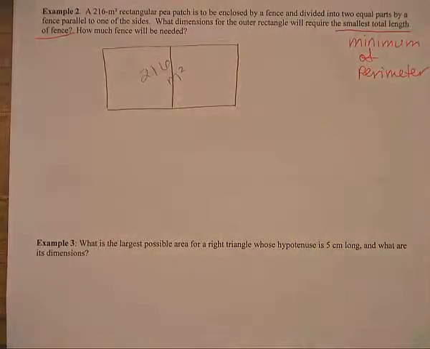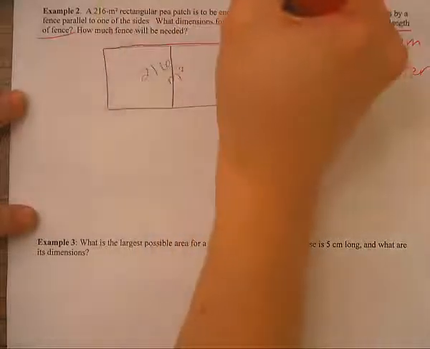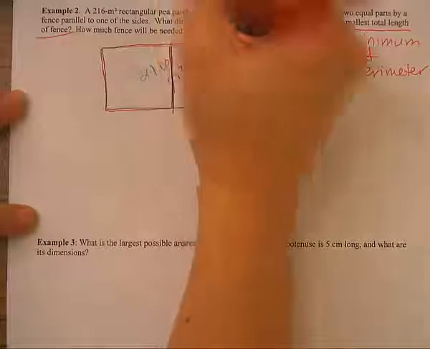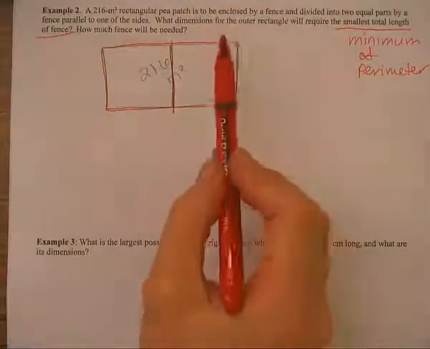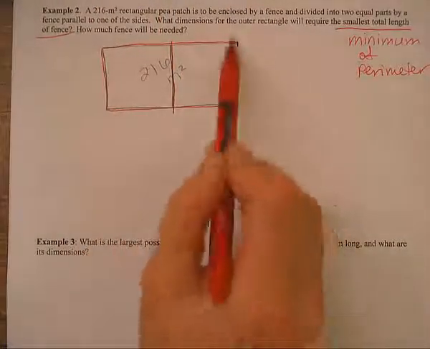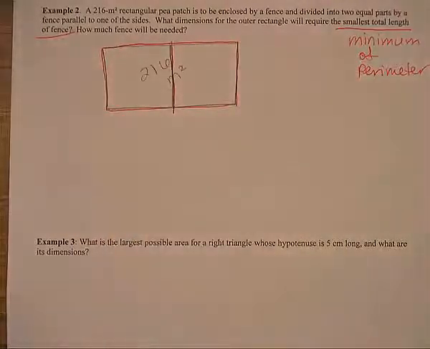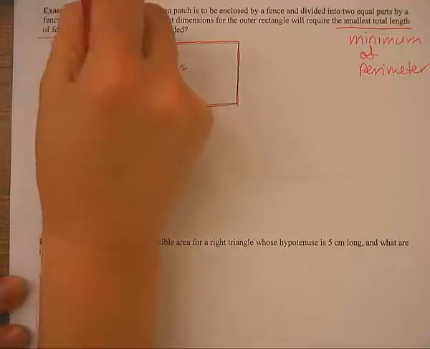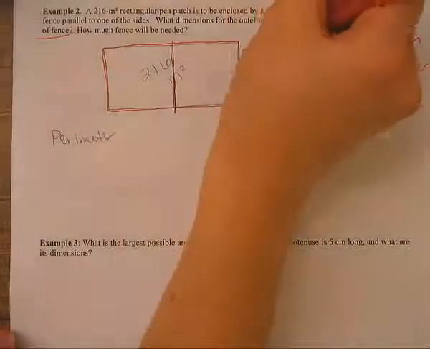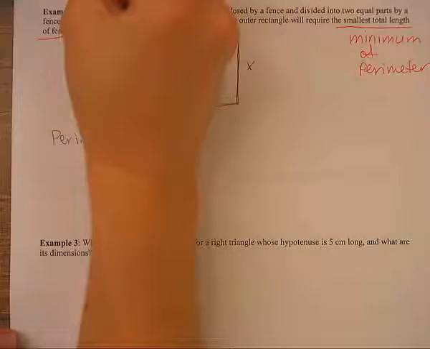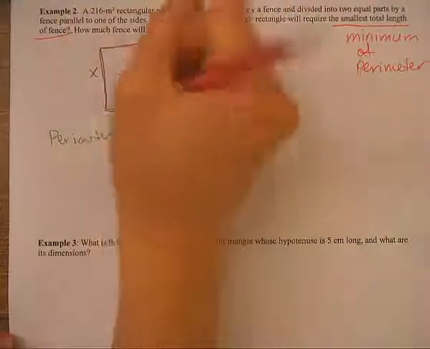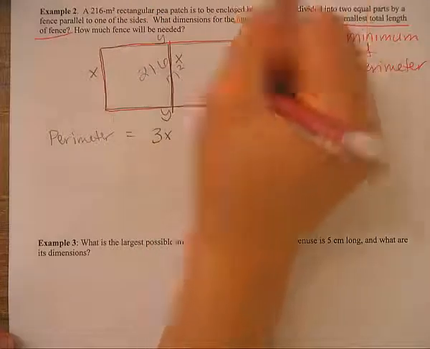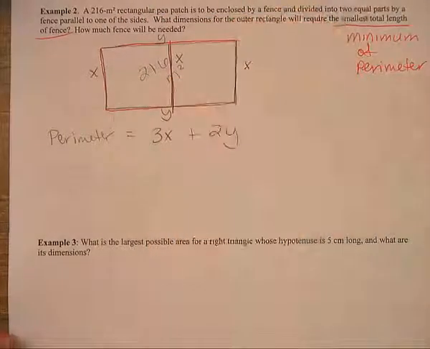Because the total length of fence, that is the length around. But don't forget that we also used a fence here to divide it in half. So it's actually going to be 2 of the longer sides and then 3 of the smaller sides. So perimeter, and let's go ahead and call this one X, and we'll call that one Y. So perimeter would be 3 of the smaller, shorter sides, and then 2 of the longer sides.